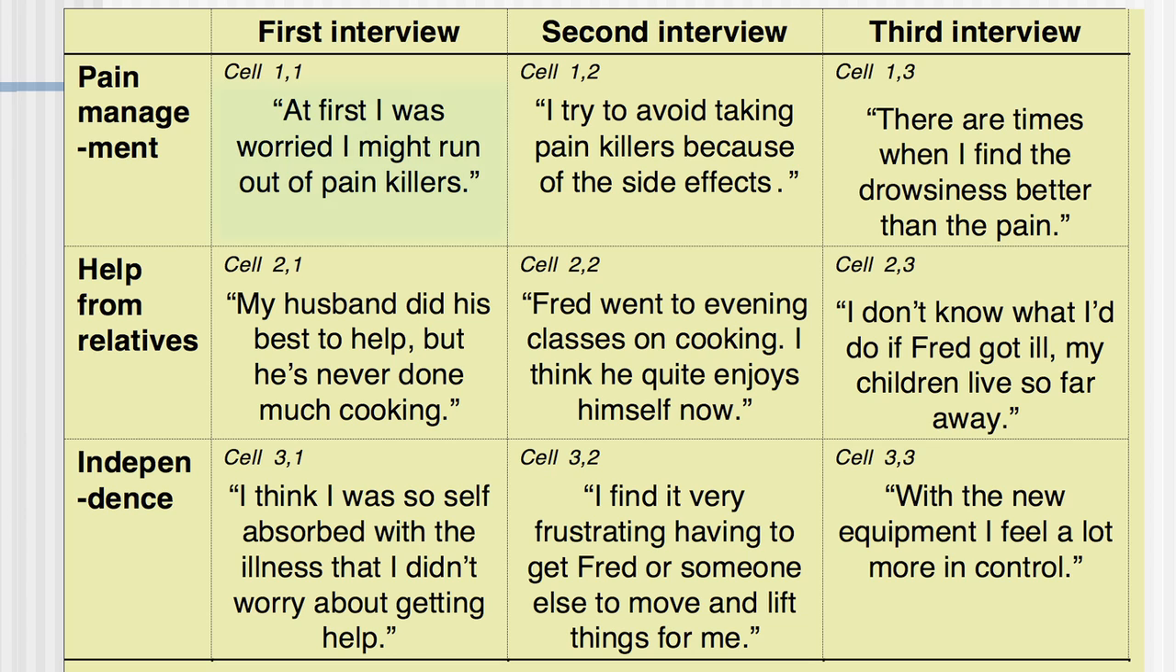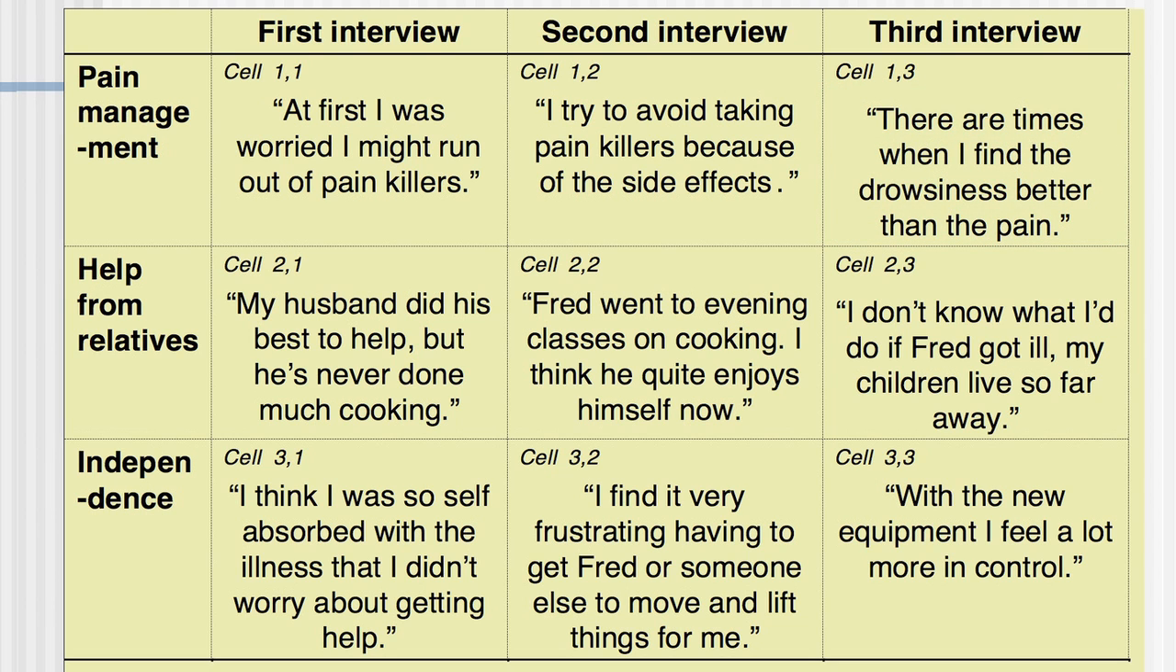And you can see, and again, I've summarised, of course, how the views change over time. So at first I'd worry I might run out of painkillers, then the typical comment in the second interview was, I try to avoid taking them because of the side effects. So obviously now they've discovered they have side effects and the like. And then by the third interview, they put up with it. They don't mind being drowsy, it's better than feeling the pain. It might be because the pain's increased and they had to take more or whatever.